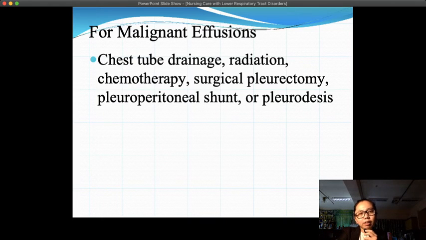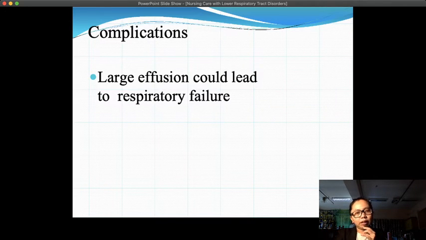So, for malignant effusions, just tube drainage, radiation, chemotherapy, surgical pleurectomy, pleuroperitoneal shunt, and pleurodesis. So, these are already cases, no, with those patients that are having lung cancer, for example. Right? And then complications. Large effusion could lead to respiratory compromise.